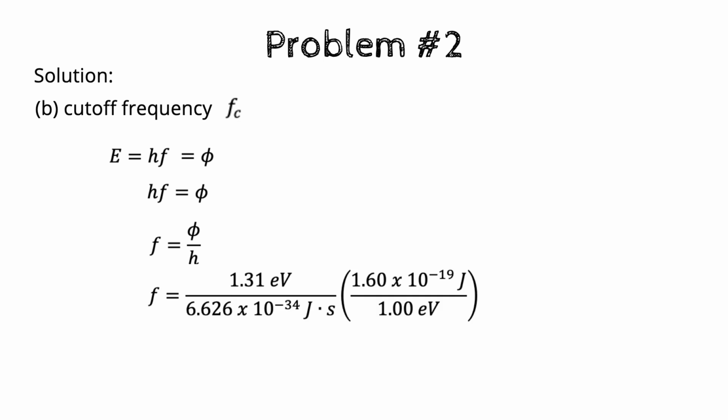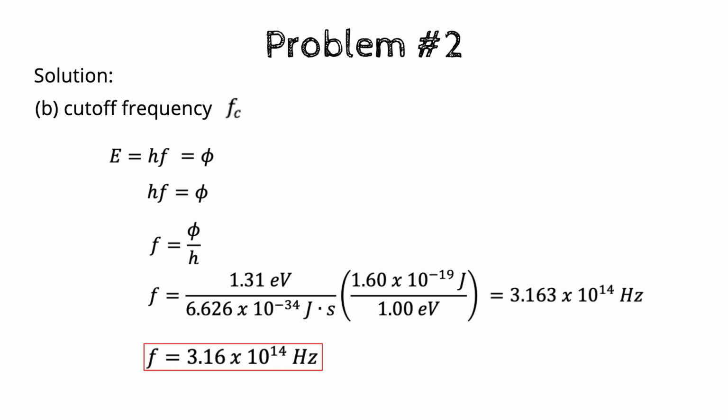Plugging in, the cutoff frequency is 1.31 electron volt over 6.626 times 10 to the negative 34 joule-second times the conversion factor, 1.60 times 10 to the negative 19 joule in 1 electron volt. Cancelling the electron volts and joules, we are left with 1 over second or hertz. So the cutoff frequency is 3.163 times 10 to the power of 14 hertz, or 3.16 times 10 to the power of 14 hertz.